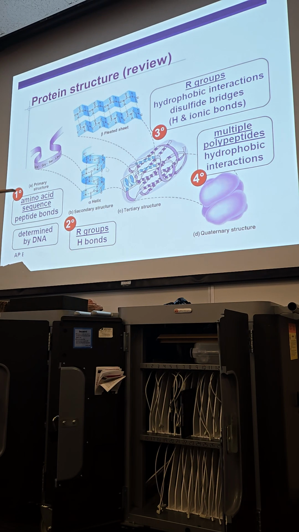Backbones, you're going to get hydrogen bonding between the backbones. Tertiary structure is R group interactions. So polar, nonpolar, hydrophobic, hydrophilic, charged, non-charged, whatever it is, that's your R group interactions. R groups can interact with each other and with the substrate. So R groups help pull in the substrate. Quaternary structure is if you have multiple polypeptide chains.